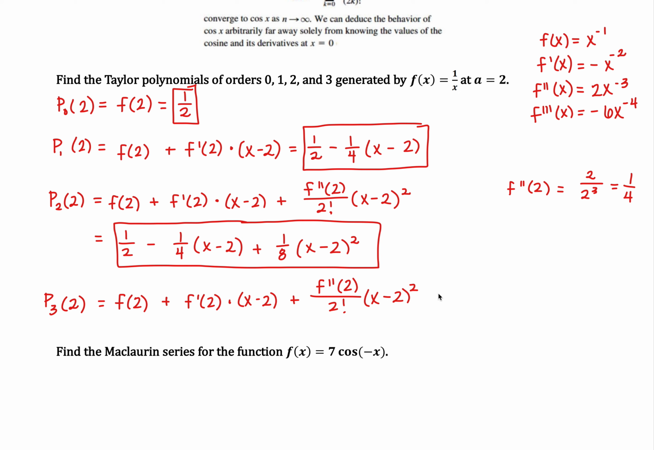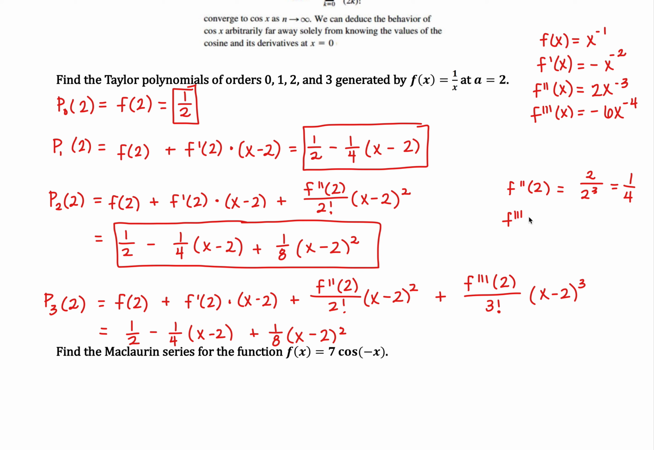So now we need to add our last term here. So we're going to look at the third derivative evaluated at 2 over 3 factorial times x minus 2 cubed. First three terms we've already worked out. So I'm just recopying those. And now we're going to look at this last term. The third derivative is negative 6 times x to the negative fourth. So that's negative 6 over x to the fourth.